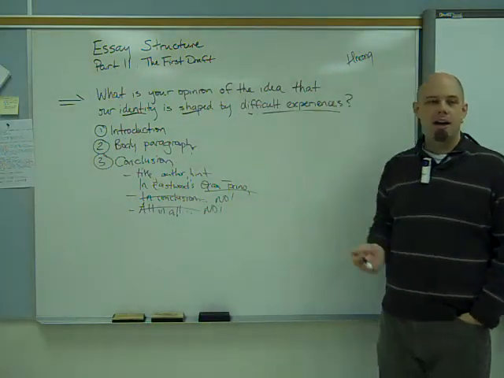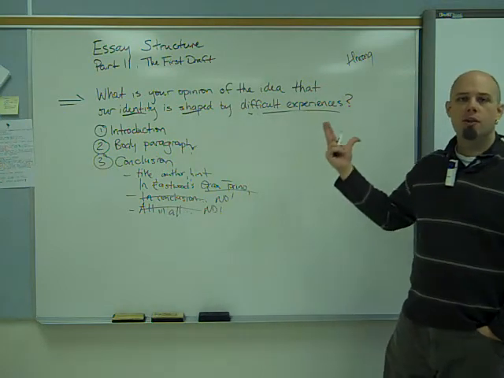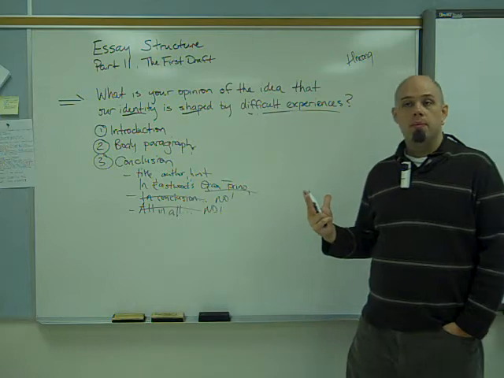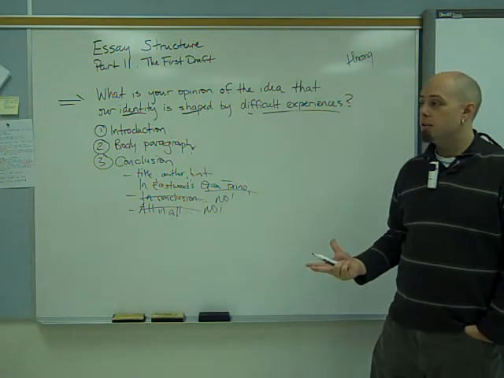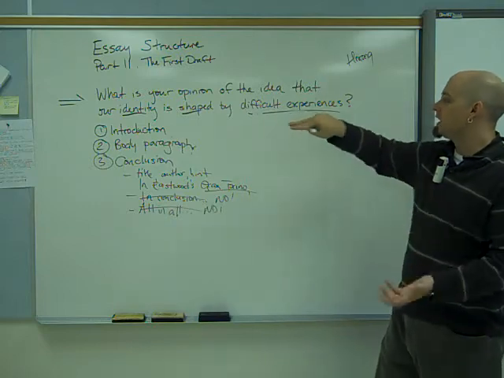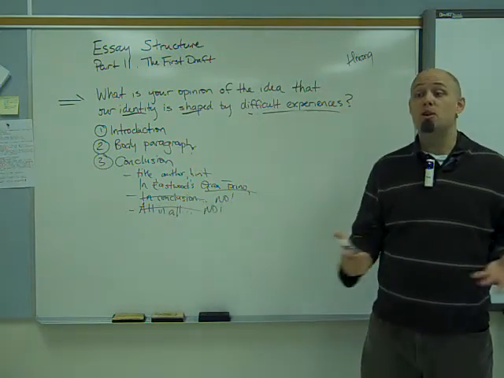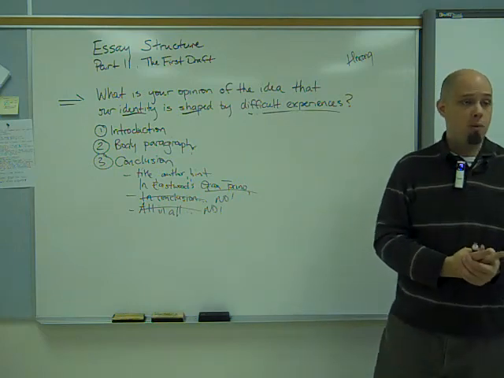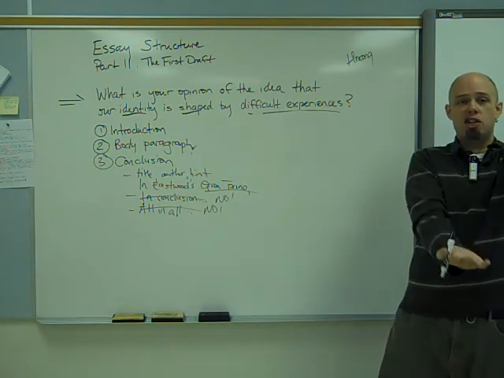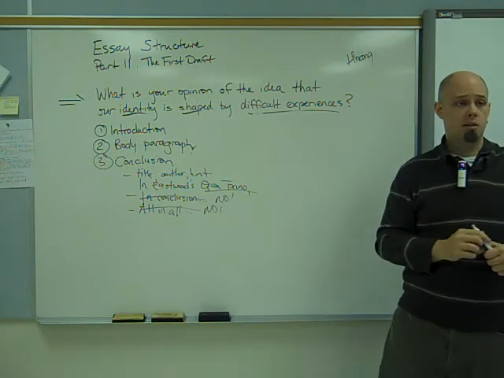Start it off the same way that you started off your intro. In Eastwood's Gran Torino, the character of Walt starts off as a miserable person, but because of the difficult experiences, his identity is shaped into somebody who's willing to give up his own life for his friends. So what we've basically done is we've taken your entire introduction, we've compressed it down into one sentence. And that's the start of your conclusion.